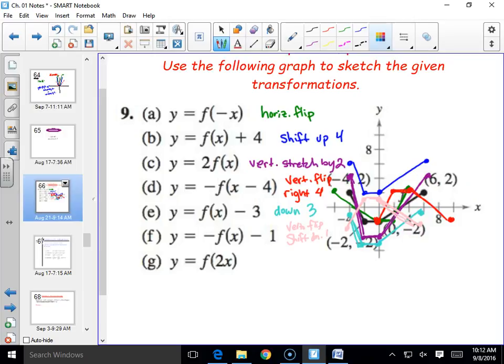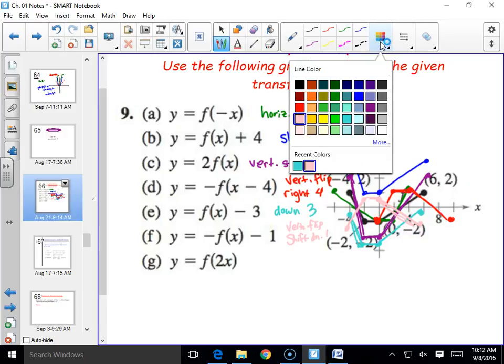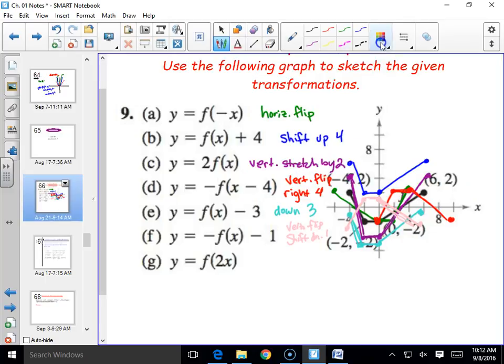Okay, we have one more. Horizontal stretch by a factor of? 1/2. Remember, horizontal is backwards from what you think. I wish it wasn't, but it is. This is technically a horizontal compression. We could say horizontal dilation by 1/2.